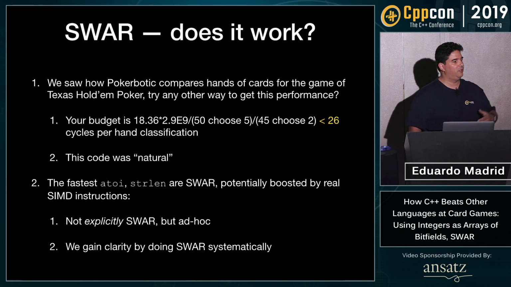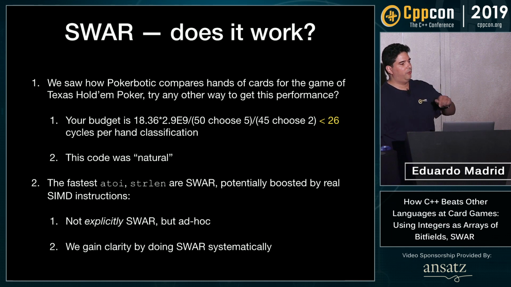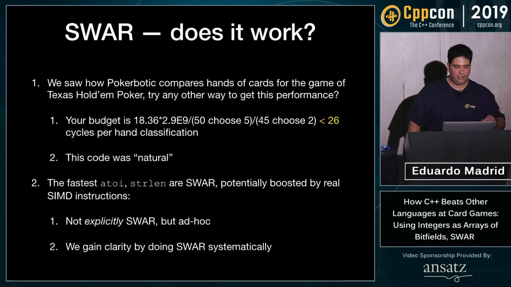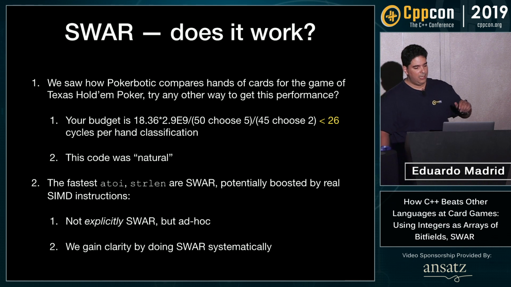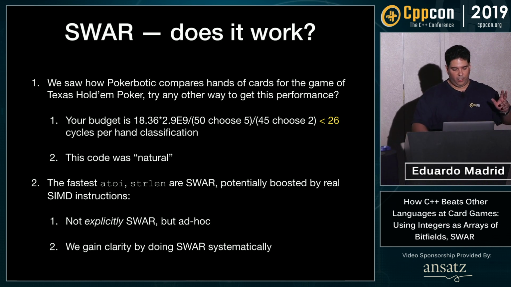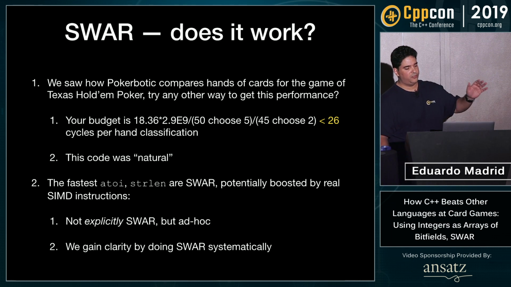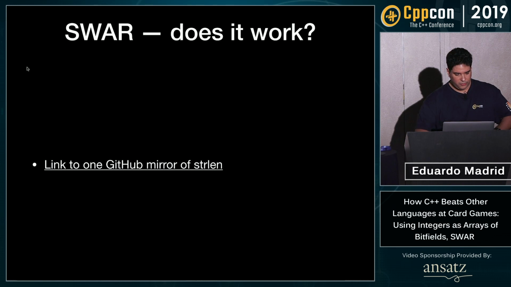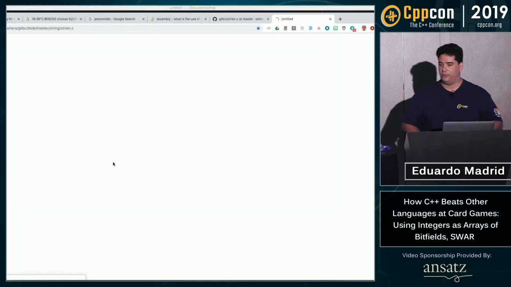I would like you to try to accomplish brute forcing these things and see what is the performance that you get. It's probably going to be 2 orders of magnitude off the scale that I am showing here. And I hope that you believe me when I say that the code was natural. Furthermore, to bring more evidence, the very old important C functions of atoi and strlen are implemented in a SWAR technique, just not in an explicit way, so that makes it very hard to understand.